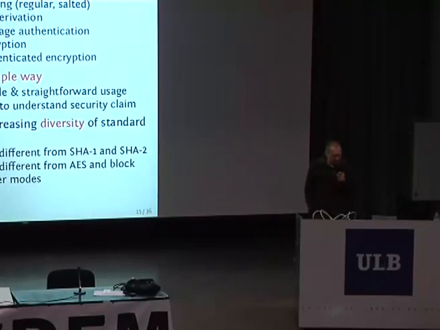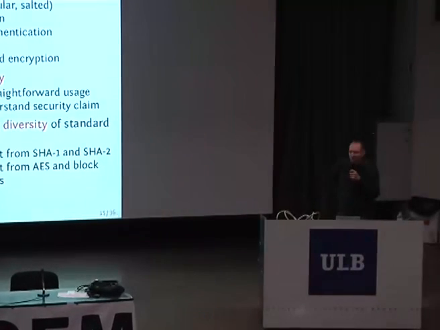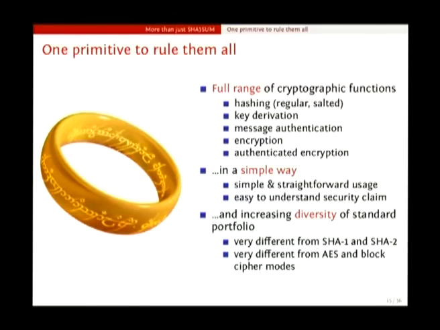Keccak was in the SHA3 contest as a hash function, but it's in fact more than hashing, as Mika already said. It's a sponge function, and with this function you can do all the symmetric crypto operations that you need. So it's hashing, but also key derivation, message authentication, encryption, and the combination of message authentication and encryption in one primitive also. I will show that on the next slides.